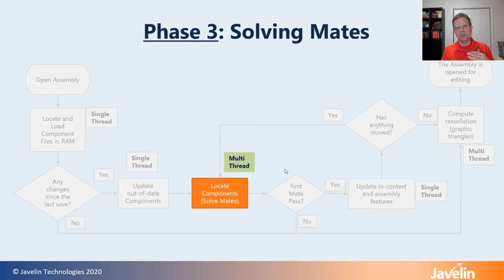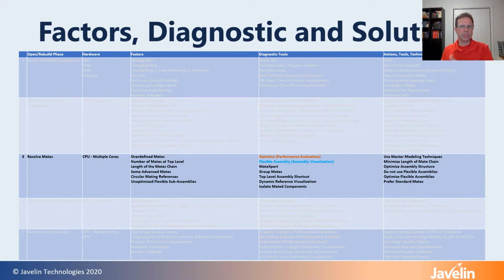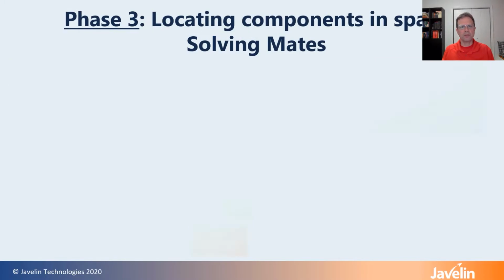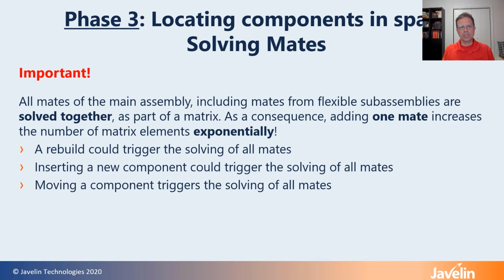When you take the training, we're going to analyze in detail all the possible factors, diagnostic tools and solutions. We're going to narrow it down to this phase, and we're going to go through all the steps. I'm going to scroll through these pages fast. We don't have the time for everything. And we're going to take a look at a couple of important concepts. First of all, the mates are being solved together. Imagine one big matrix that gets solved together.